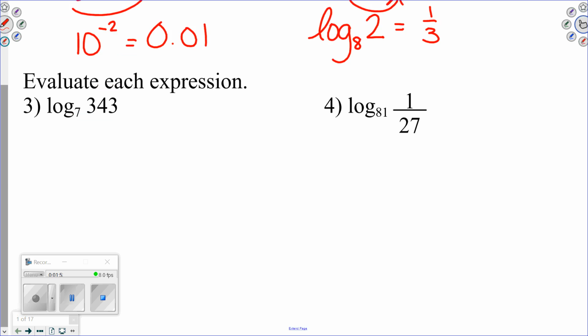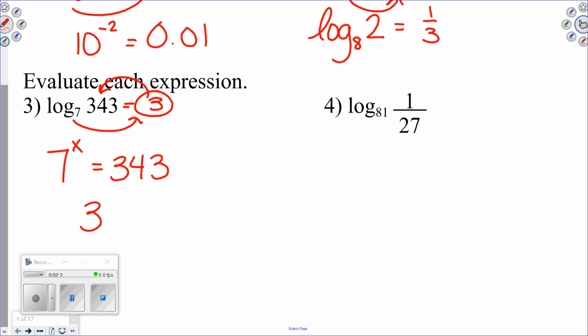Okay, so number 3, log base 7 of 343 equals what? So again, what is it asking you? Perfect, that's what it's asking. It's doing your loopy swoopy thing. It's saying 7 to what power is 343? 3. So then you would tell me it's 3, like this equals 3, because 7 cubed is 343. Make sense?